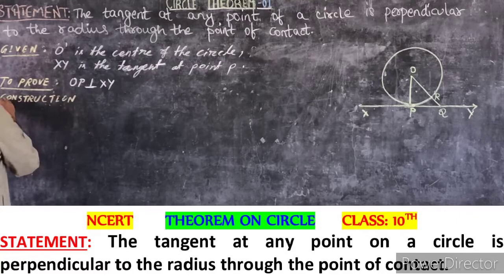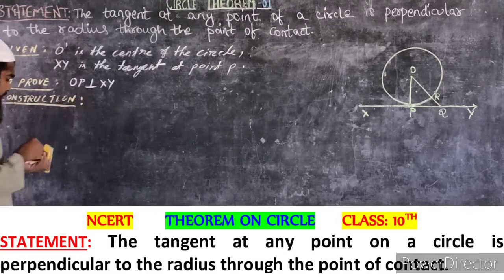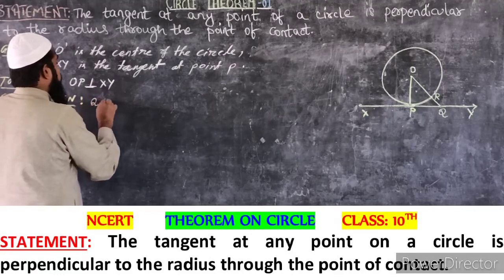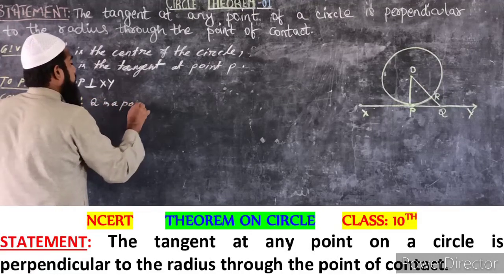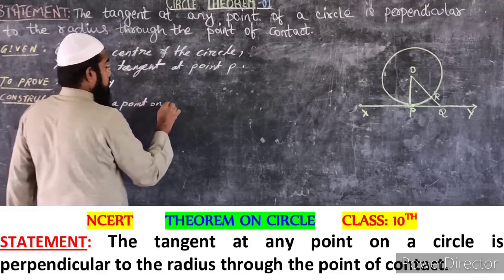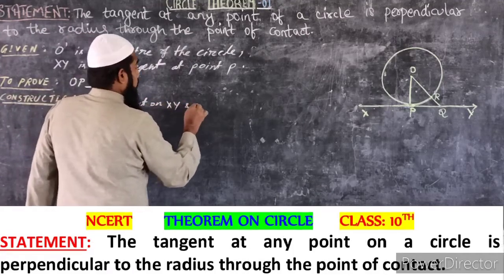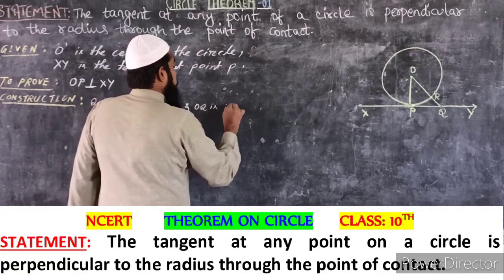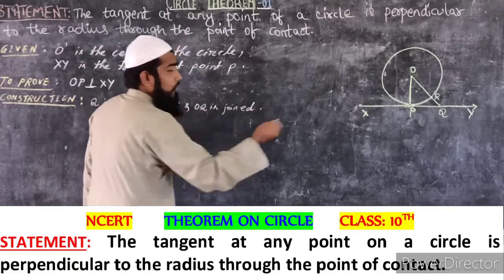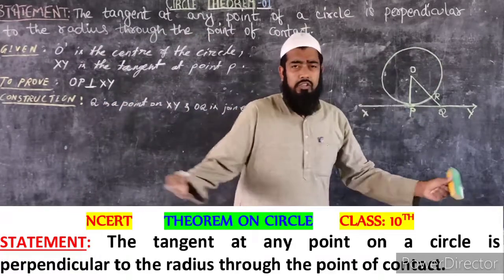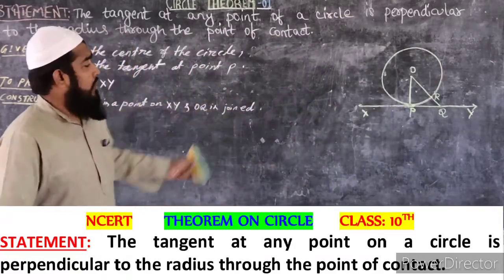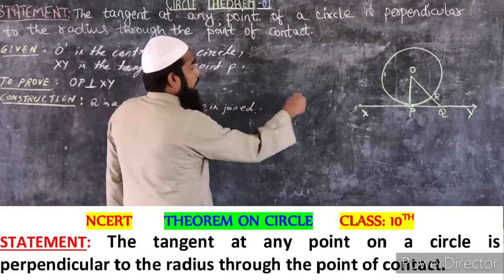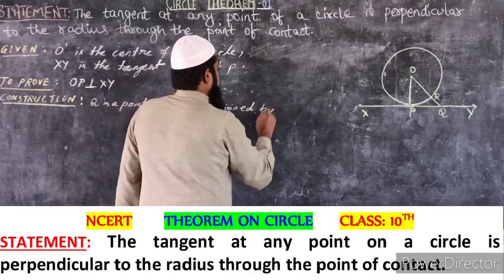For this construction, I can write here: Q is a point on XY and OQ is joined. Or if you want, you can say OQ intersects the circle at R. It is also not necessary, but for your understanding, I have explained Q is a point on XY, OQ is joined, intersecting the circle at R. We can mention it.